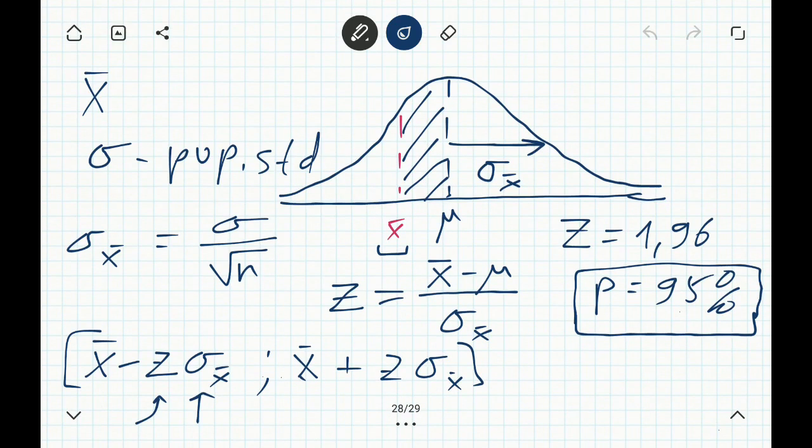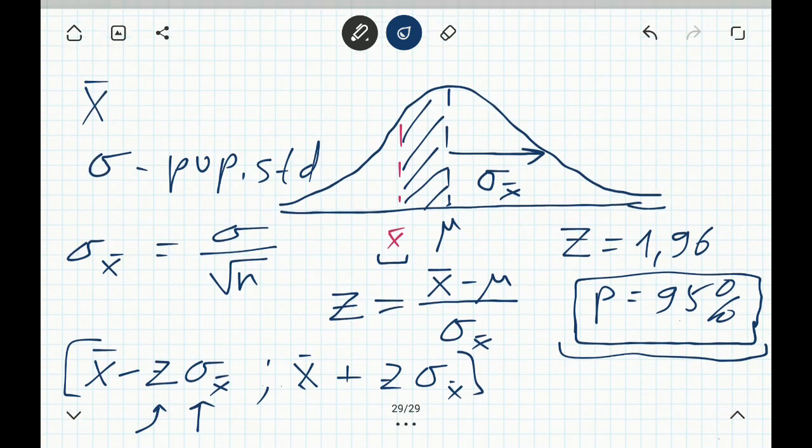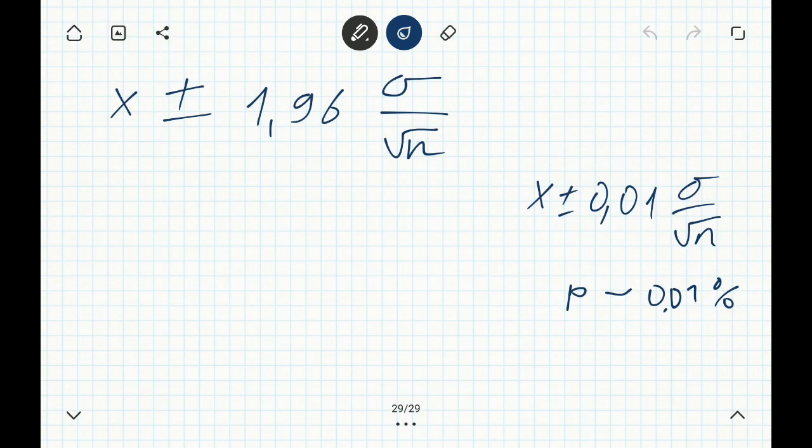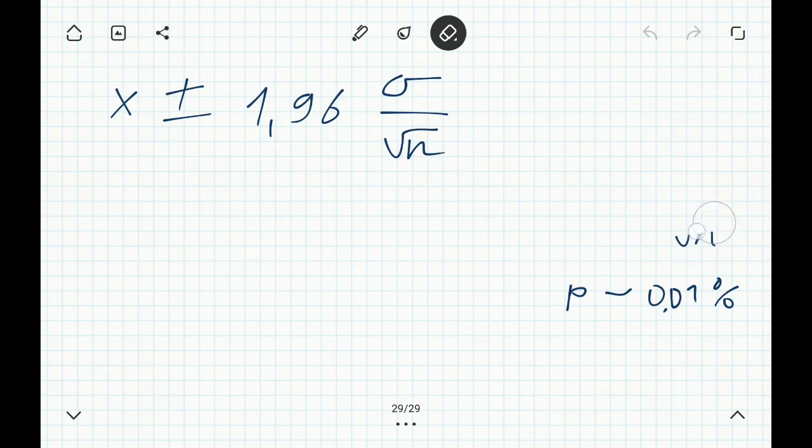By the way, this thing is also called the level of confidence. I'm 95% confident that the true population mean lies inside this interval. And the interval itself is called a confidence interval.